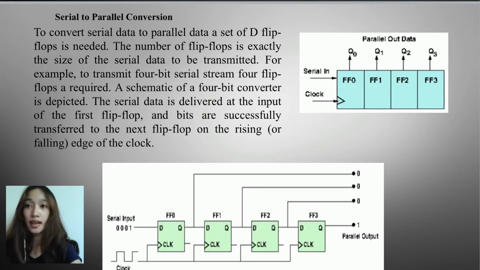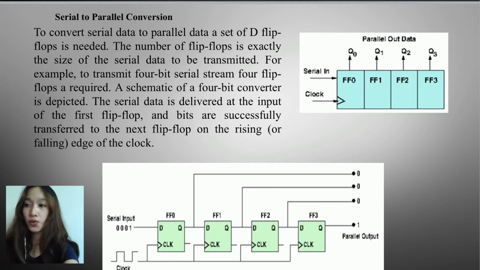So next, let's talk about the serial to parallel conversion. To convert serial data to parallel data, a set of D flip-flops is needed. The number of flip-flops is exactly the size of the serial data to be transmitted. For example, to transmit a 4-bit serial stream, 4 flip-flops are required. A schematic of a 4-bit converter is depicted. The serial data is delivered at the input of the first flip-flop, and bits are successively transferred to the next flip-flop on the rising or falling edge of the clock.